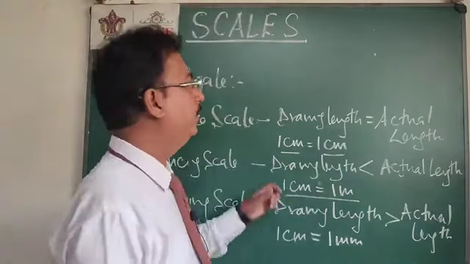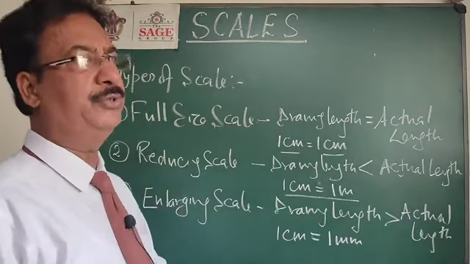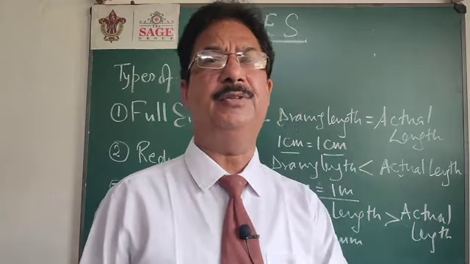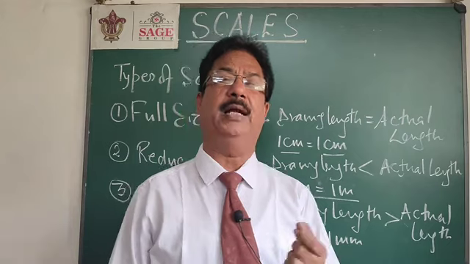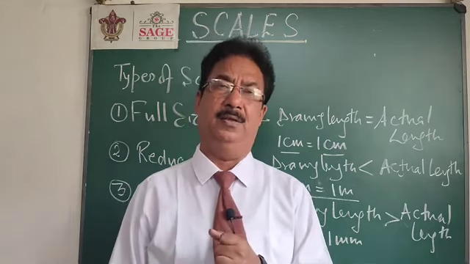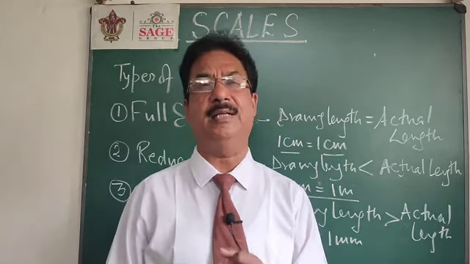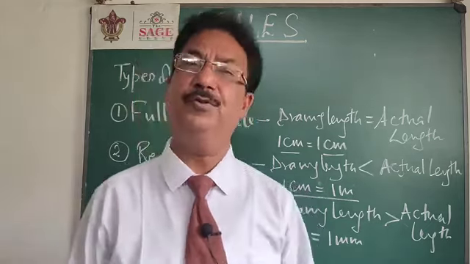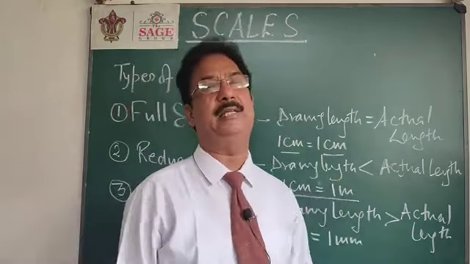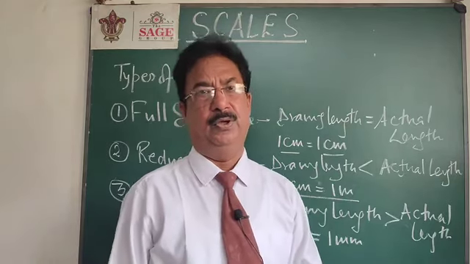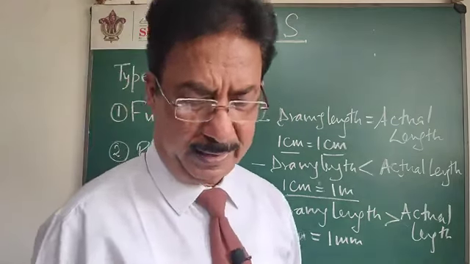So this is the way to differentiate our three types of scale. Normally the scale we are using is the full size scale, because that is representing distance in the same proportion as the actual. So the 6 inch scale or 15 centimeter scale or 30 centimeter scale we are already using is a full size scale. Full size doesn't mean that it is big. Full size means actual size and drawing size are the same. So this is one way to classify our scales.